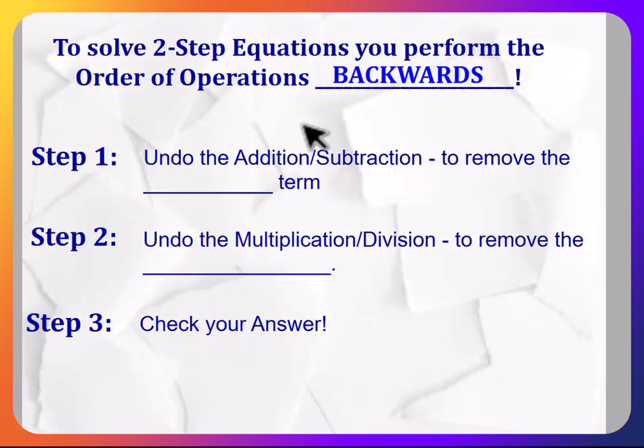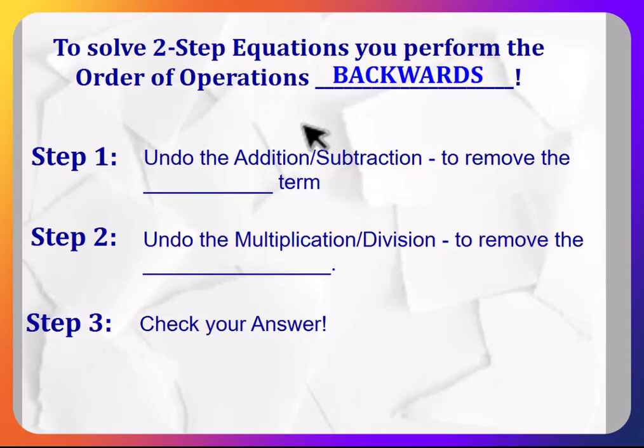is subtracting 3. But now we're going to be working with equations that have more than one operation, that have two operations. And we call these two-step equations. To solve them, you have to do the order of operations backwards. The operations are going to be a multiplication or a division, or an addition or subtraction. And you do them backwards.